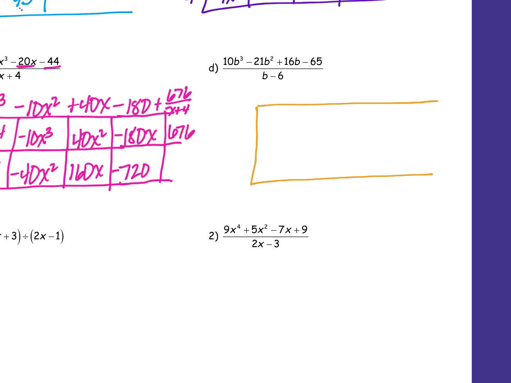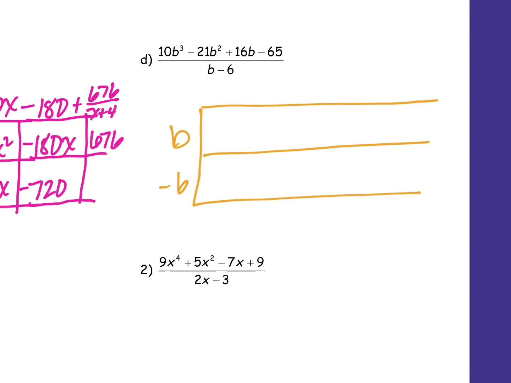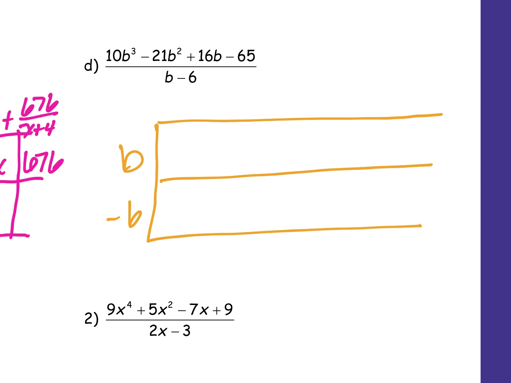So hopefully I don't run out of room this time. B minus 6. I should just make it bigger. It makes my writing look like I have more room. 10b cubed. So this would be 10b squared, which is negative 60b squared. Okay. And I want negative 21b squared, so that should be 39b squared.